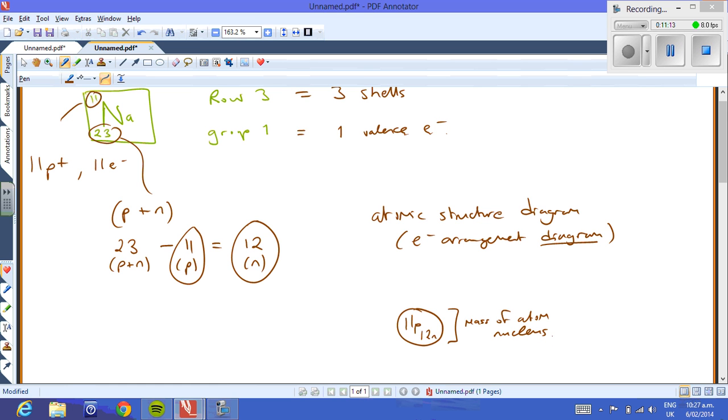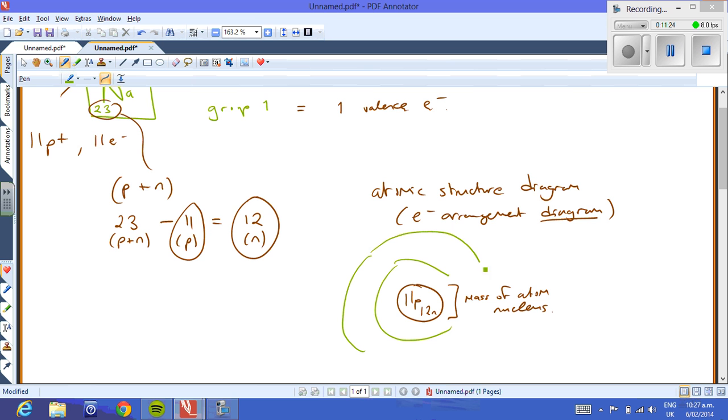Then we're going to draw our 3 shells because of row 3. So we put our 3 shells around that. 1, 2, just going to scroll down a bit now. So 3, second shell rather, and then the third shell. All right. So we have our 3 shells around that nucleus.